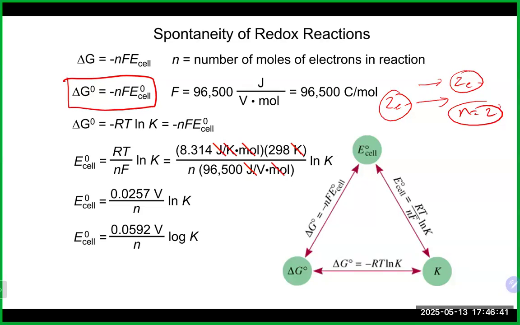F is Faraday's constant, which is 96,468 really, but we use 96,500 coulombs per mole. And remember, a coulomb is a joule per volt, so that is a coulomb in terms of that.